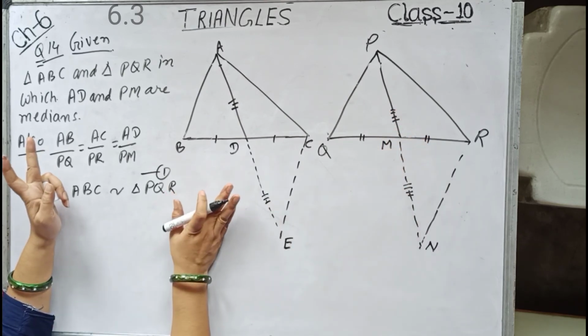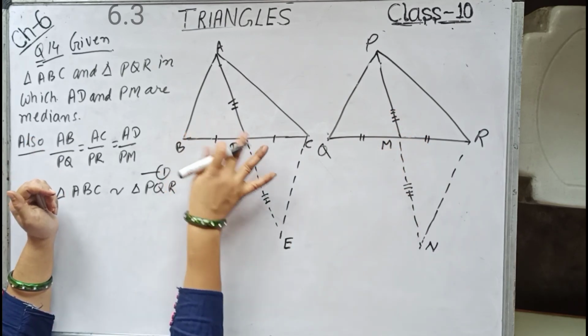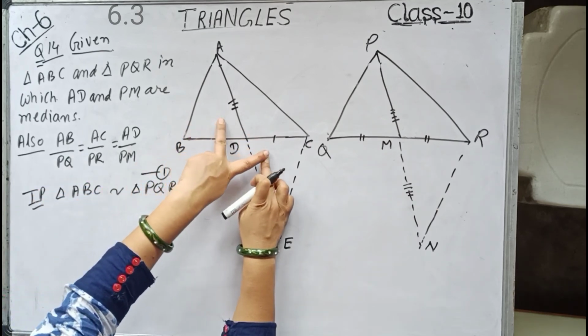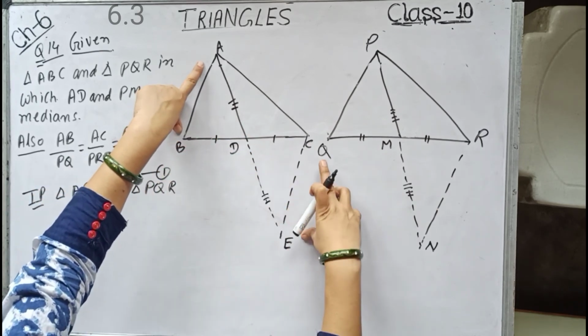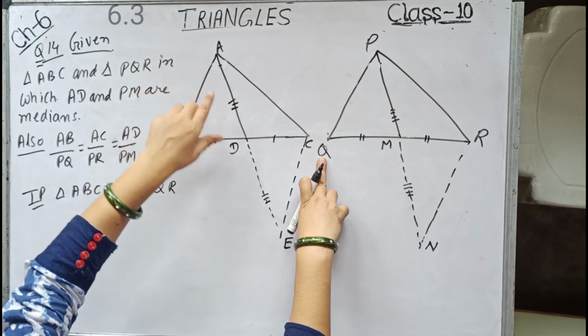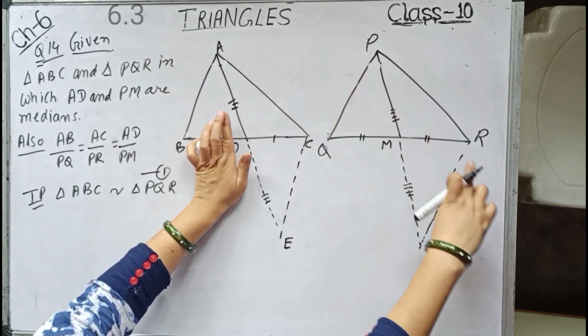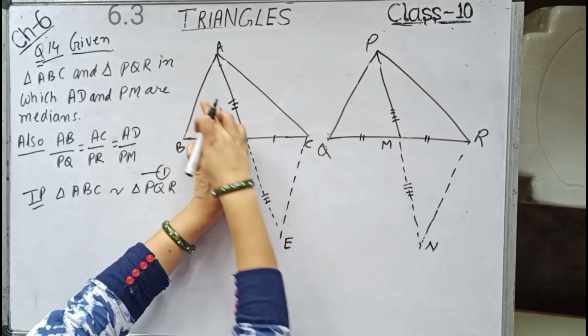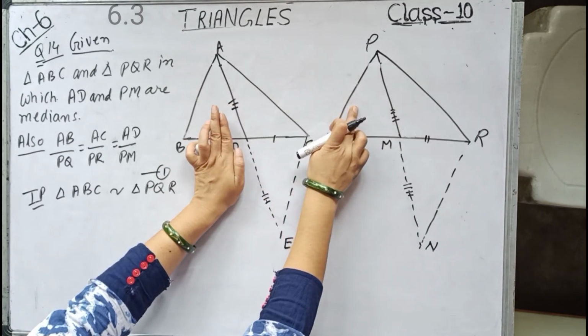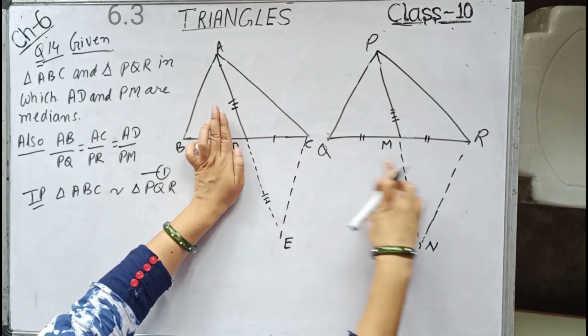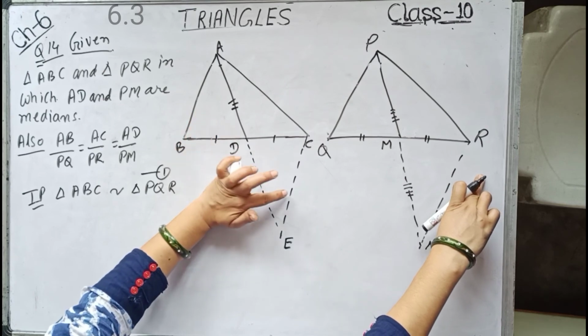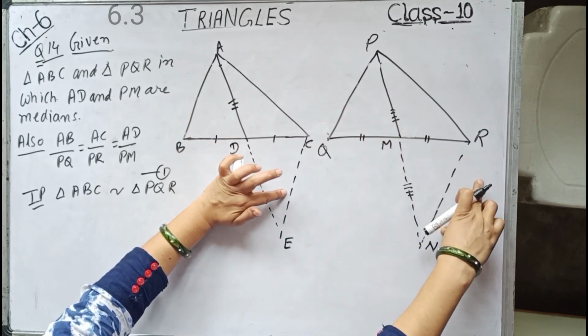Okay, so this construction we have done. Now we will prove these two triangles congruent. When these two triangles are congruent, then AB is equal to CE. Similarly, PQ will be equal to RN. Now AB by PQ, in that we can write CE by RN, because we have proved AB equals CE and PQ equals RN.